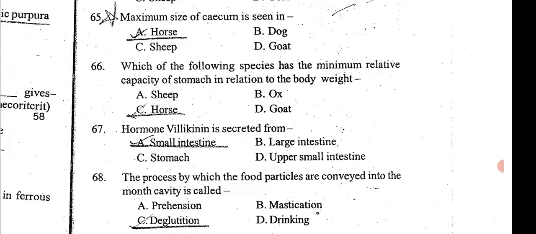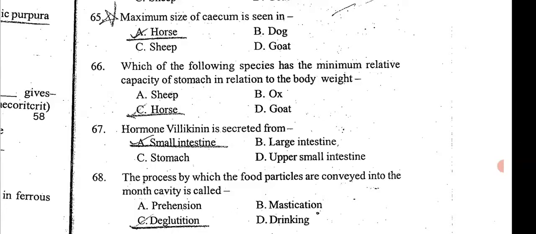Hormone villikinin indicates it will be related to the small intestine. It is secreted from the small intestine, as the small intestine has villi. It is secreted by the small intestine.